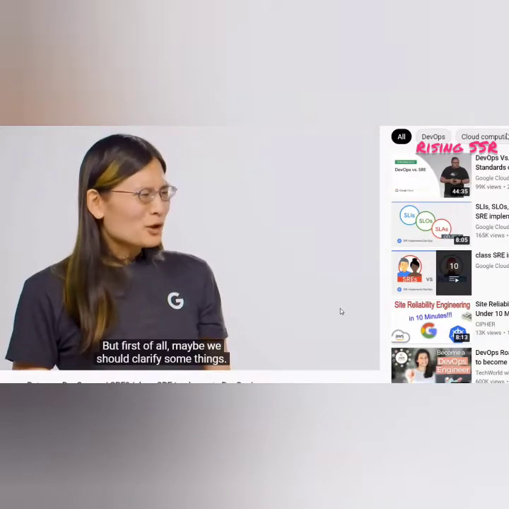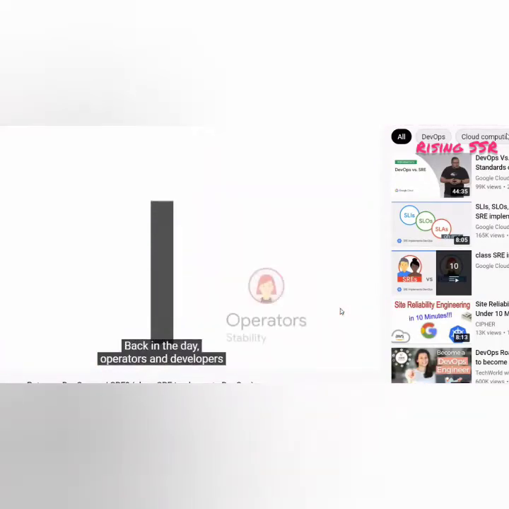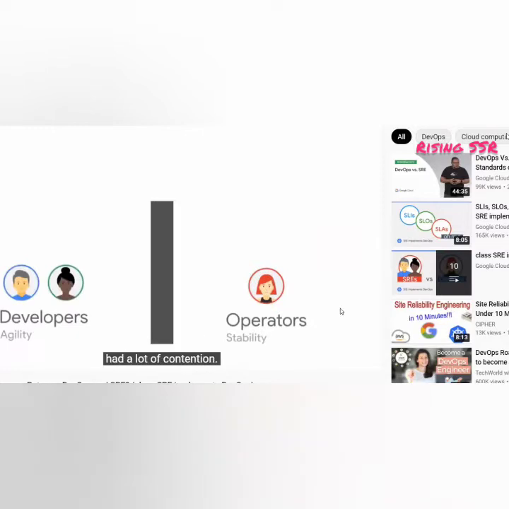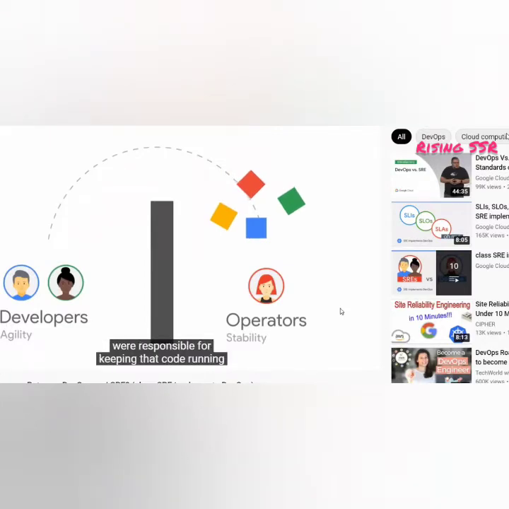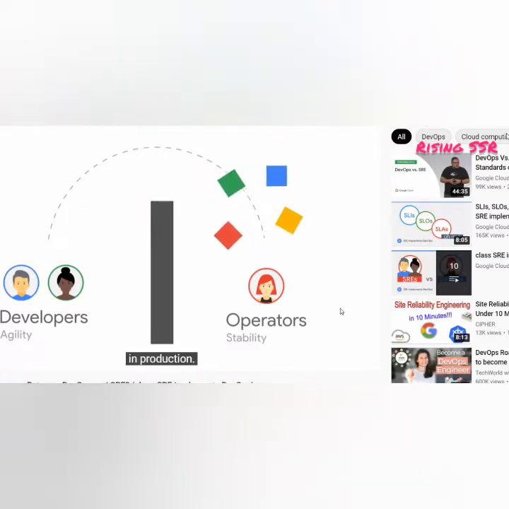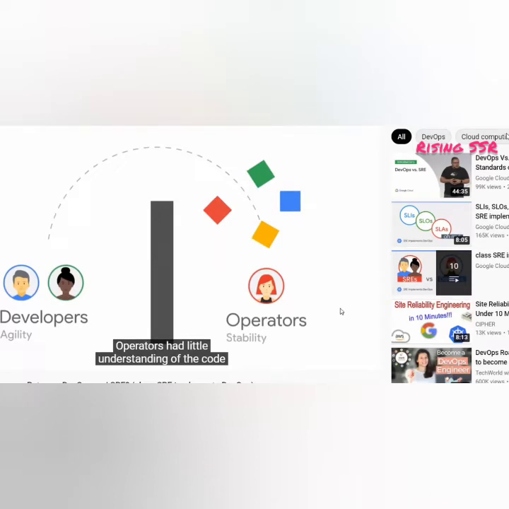But first of all, maybe we should clarify something. What do you think DevOps is, Seth? That's a great question, Liz. Back in the day, operators and developers had a lot of contention. Developers used to throw their code over the metaphorical wall, and operators were responsible for keeping that code running in production. Operators had little understanding of the code bases, and developers had little understanding of operational practices. Developers were concerned with shipping code, and operators were concerned with reliability. This misalignment often caused tension within the organization.